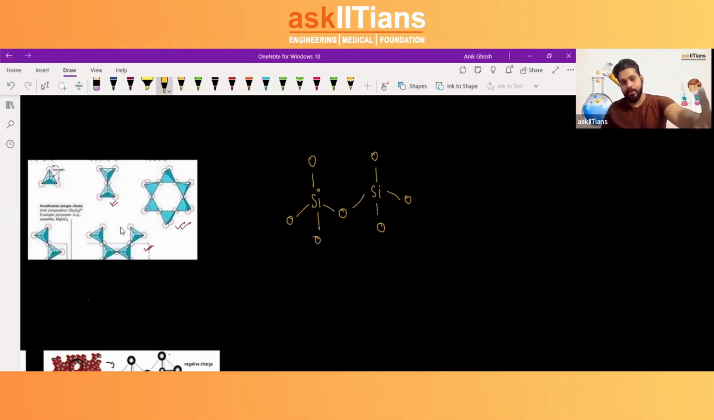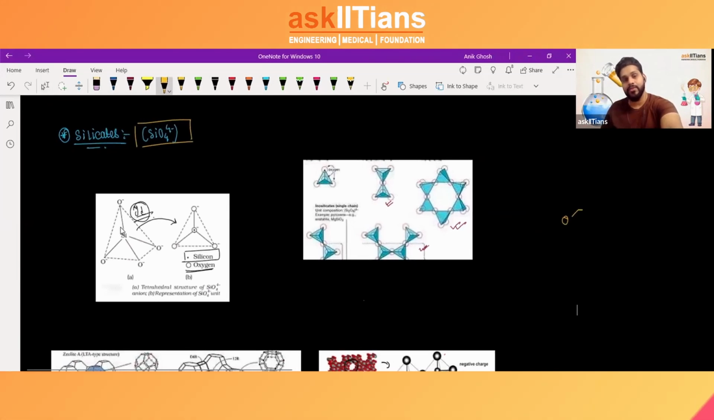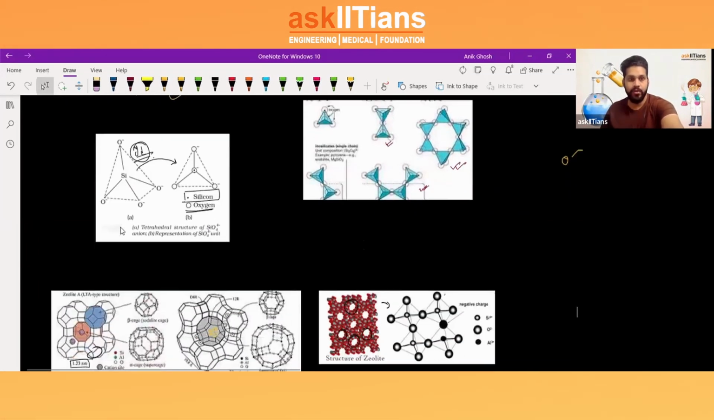Let's say this is your orthosilicate. Now you want to make a sheet silicate, so you just keep on doing this. Then it would look like a sheet, like asbestos. It's the same thing, asbestos only. So that is also made up this way only. If you make a ring out of it, then we call it a ring silicate. So there can be many of them, but the basic structure would be SiO4 4 minus for them.